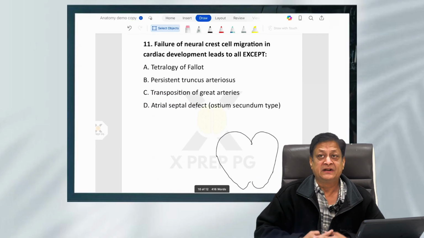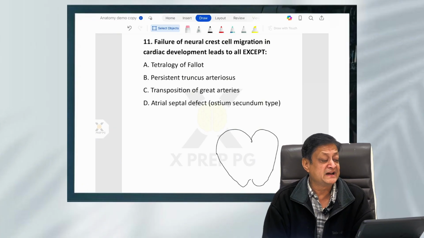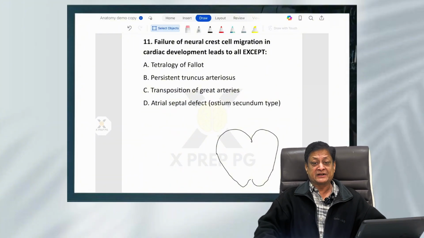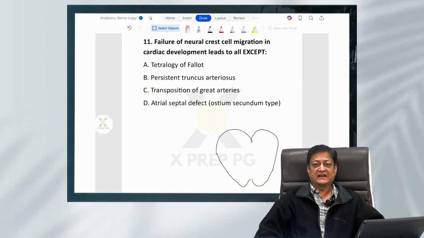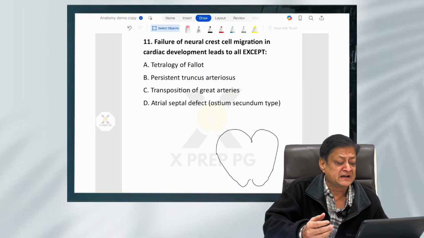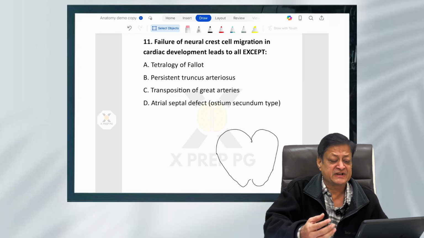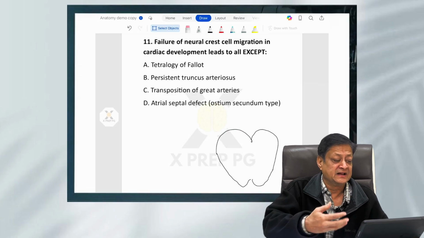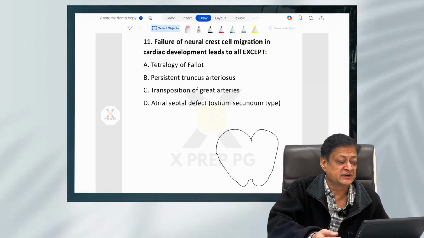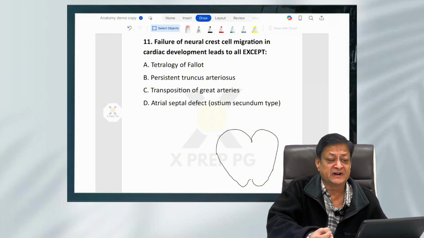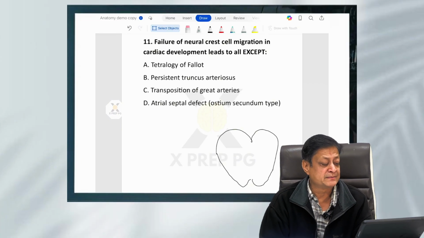Lastly in the session: failure of neural crest cell migration in cardiac development leads to all except. This means there is some relation between migration of neural crest cells and development of the heart. The neural crest cells, as we know, are concerned with many events, for example saculations, septations, development of cardiogenic areas, right? The choices given in our question are tetralogy of Fallot, persistent truncus arteriosus, transposition of great arteries, and atrial septal defect? The answer is D, atrial septal defect.